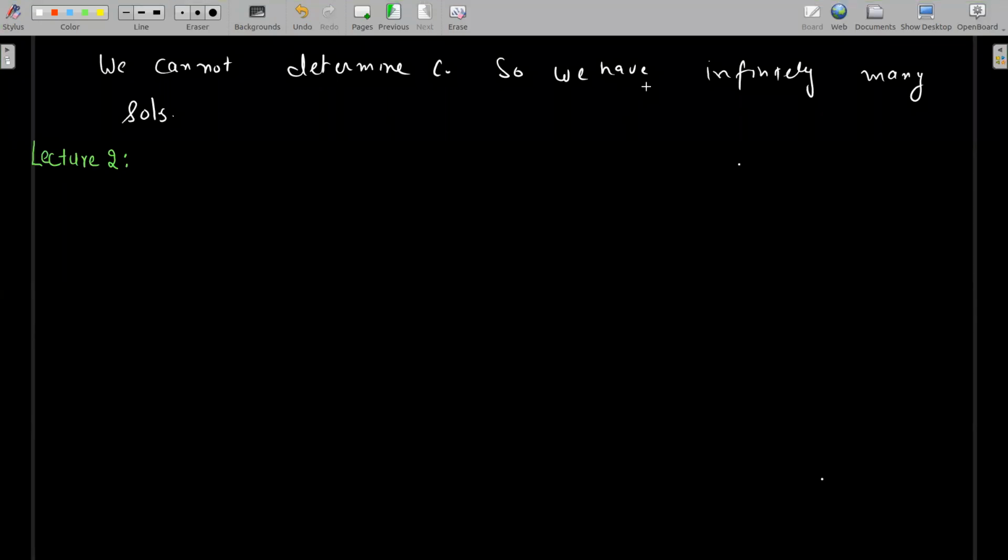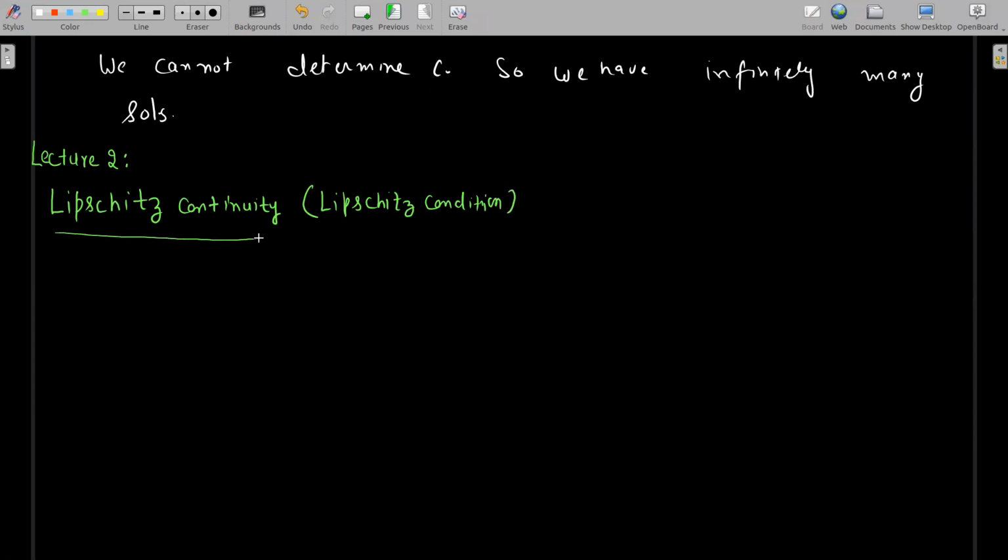In the previous lecture, we talked about existence and uniqueness of linear problems, and now I am defining a type of continuity which is known as Lipschitz continuity, or in differential equations we say Lipschitz condition. This was given by Rudolf Lipschitz, a German mathematician, and it is the strong form of uniform continuity.